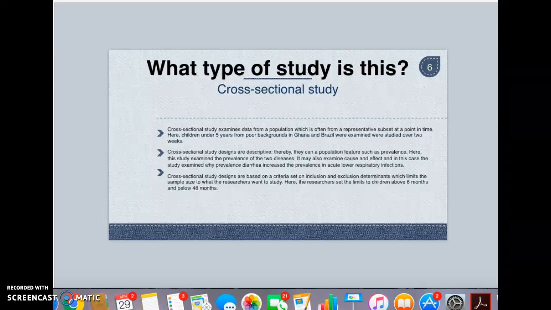So cross-sectional study designs are based on criteria set on inclusion and exclusion determinants, which limits the sample size, and what researchers want to study. Here, the researchers set the limits to children above 6 months and below 48 months.